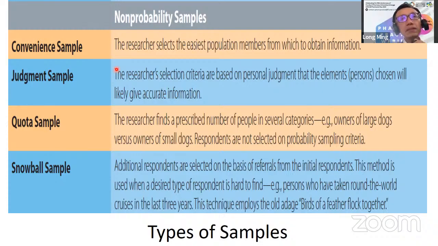Judgment samples. This is also part of this convenience sampling, but you have different criteria. So this is also called purposive. For example, you have certain criteria. Let's say you are in the shopping mall again. So for a judgment sample, you look at their attire to decide whether they should be enrolled in your studies. Okay.